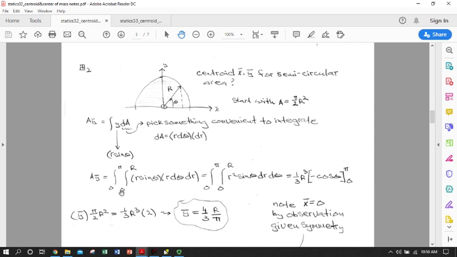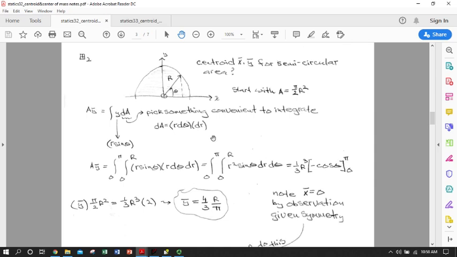So I'm going to integrate r from 0 to big R, which defines the radius of the whole semicircle. And I'm going to integrate theta from 0 to pi, because I'm only integrating a half circle, not the full circle. Okay, so off I go.